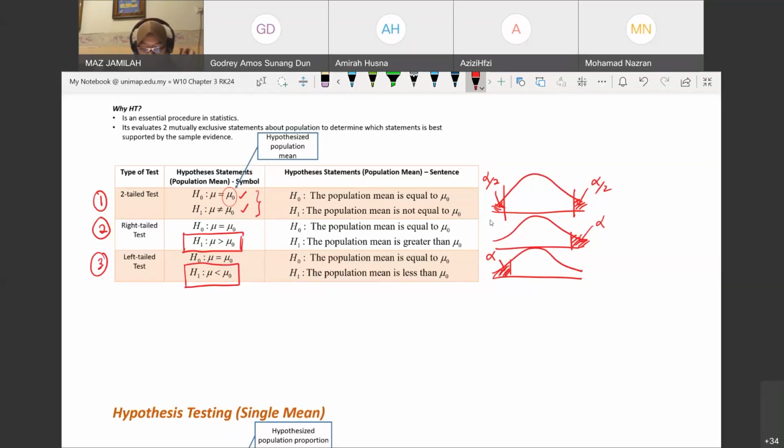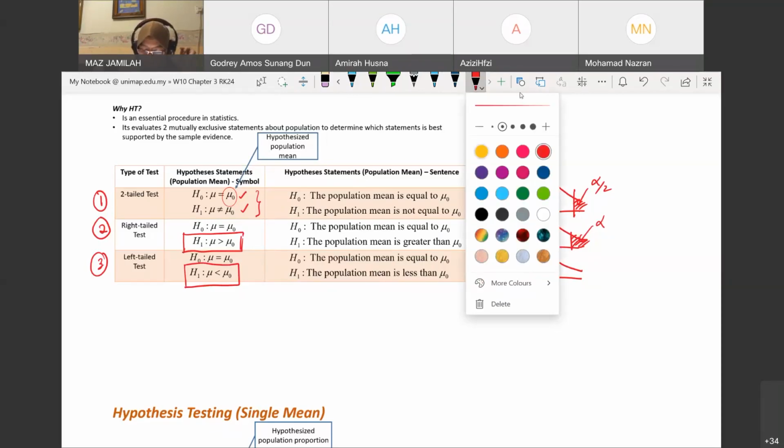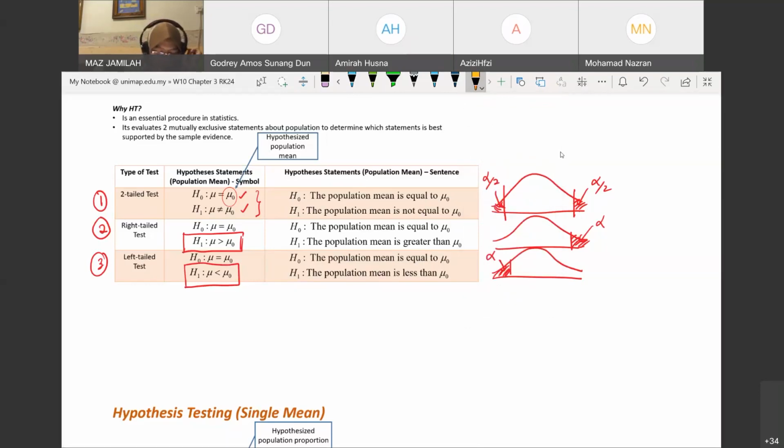And if you realize, your null statement will always be the same for whichever of your test, whether you have one tail test, right or left, or you have two tail tests, the null statement will always be the same. Mu is equal to mu naught. The rest of your alternative statement is the one that reflects to your two tail or one tail.